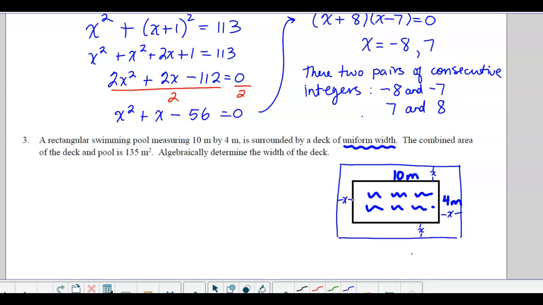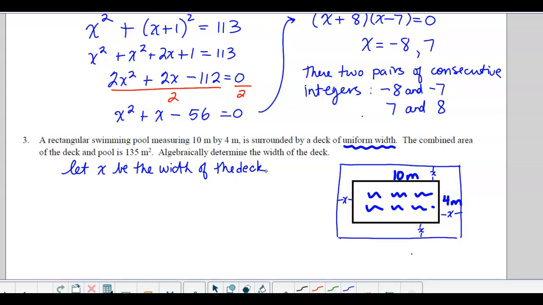Okay. And so we want to figure what that width is. So that's our let statement. Let x be the width of the deck. So it's not the entire width of the whole thing. It's just that. So draw a diagram and then it's obvious what to see there.